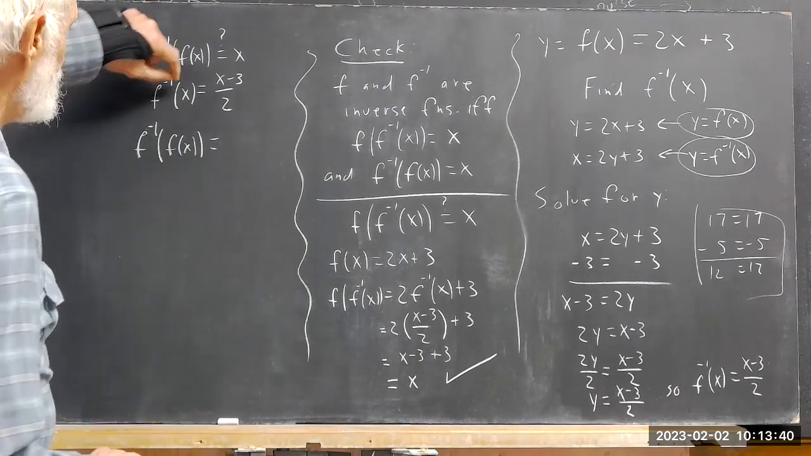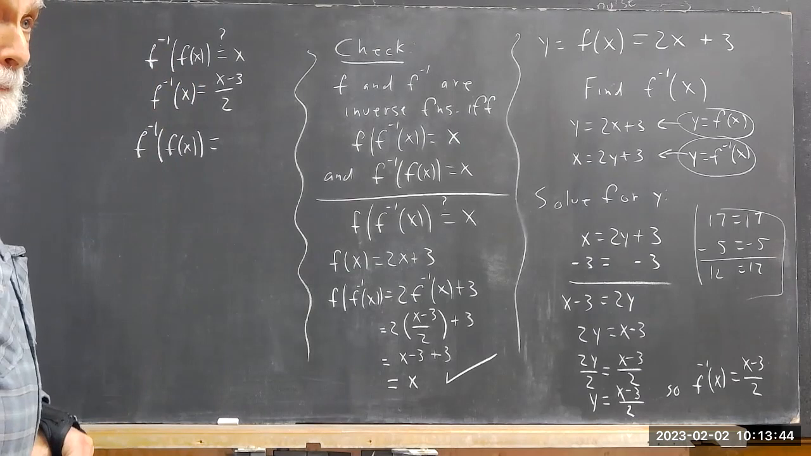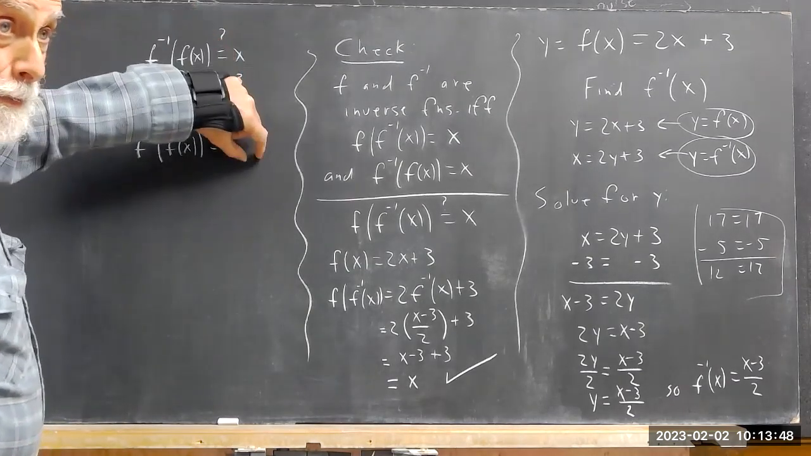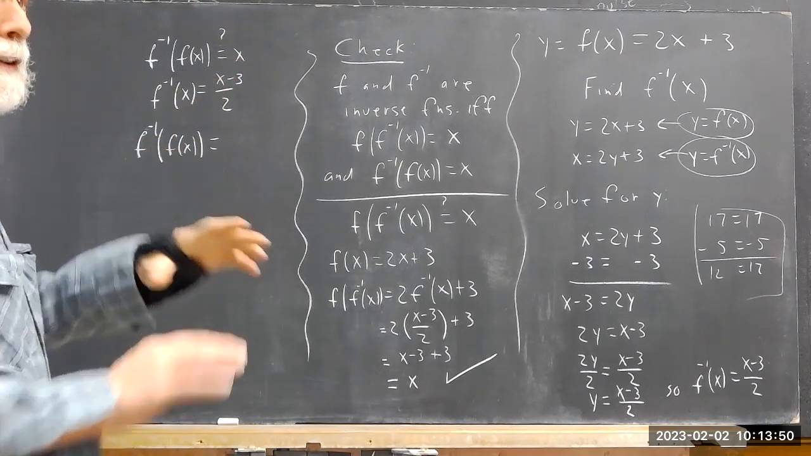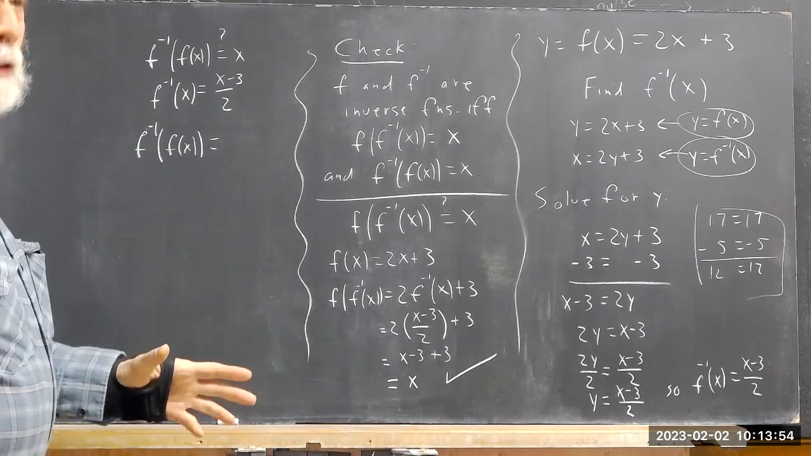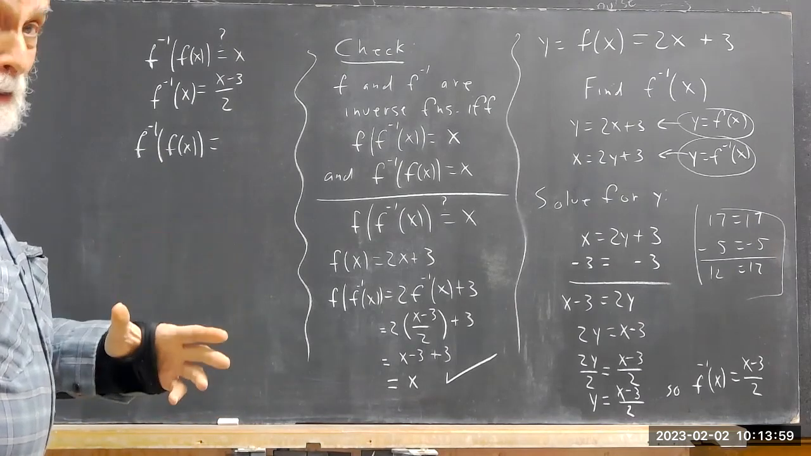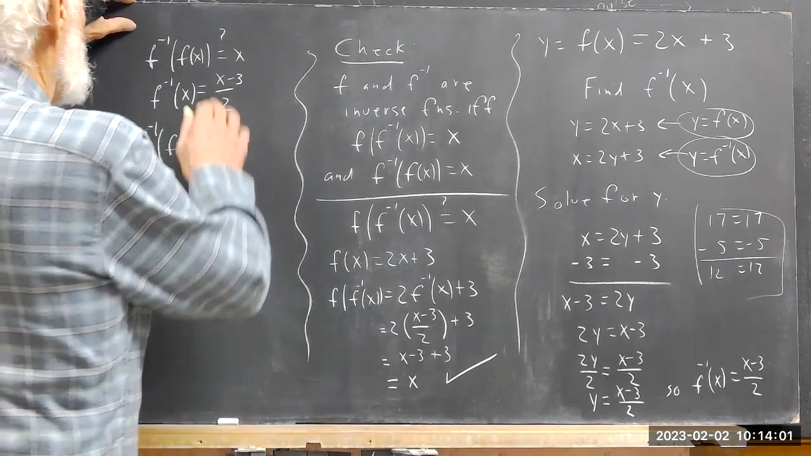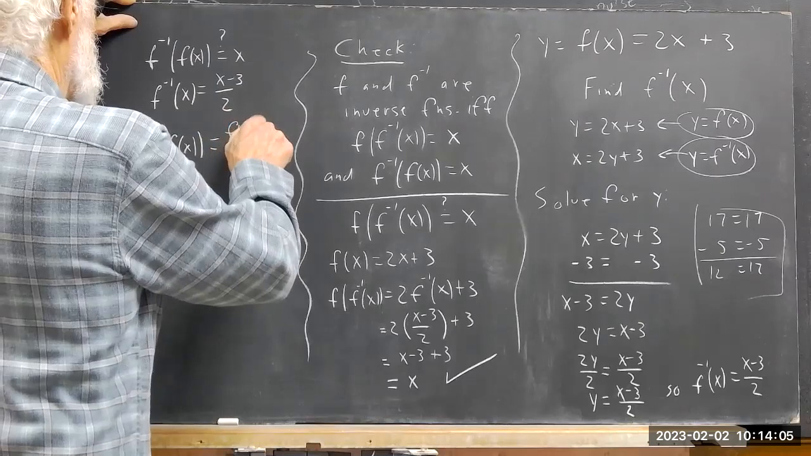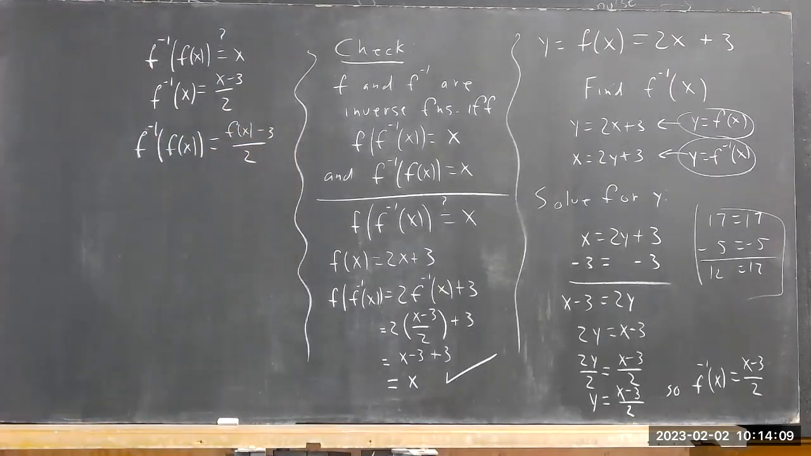Well, x is being replaced by f of x, right? That means I have to replace this x by f of x. And everybody's having a huge amount of trouble doing that, because it's too simple. It's as simple as it looks. So you replace this x by f of x, what are you going to have there? You're going to have f of x minus 3 over 2.